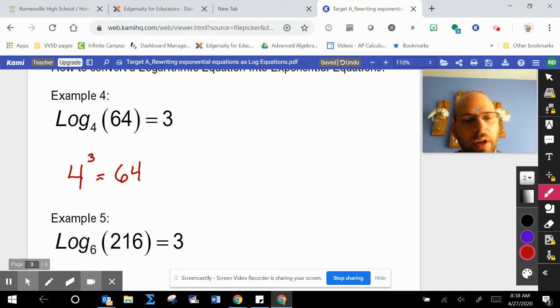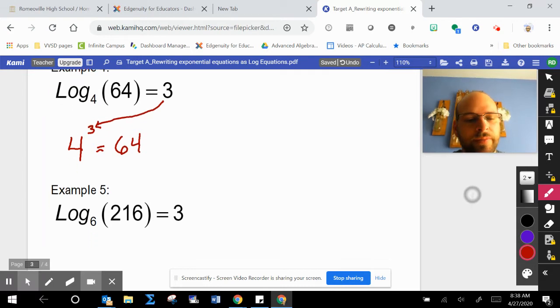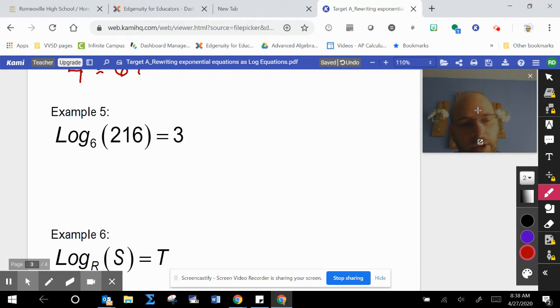Always remember, the base of my log is still the base of my exponent, or my power here. What the log is equal to is always the exponent. So this number is always my exponent. And then whatever was in the parentheses, that's going to be what that power is equal to. So if we do the same thing, I say 6 is my base.